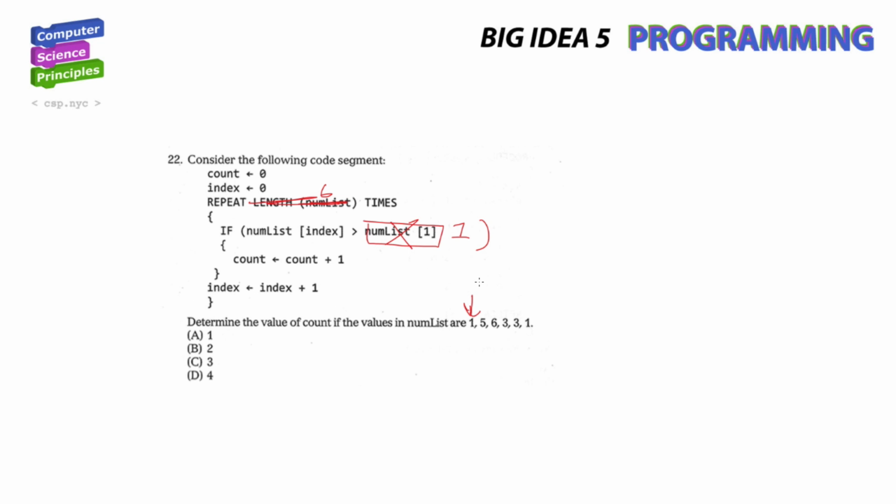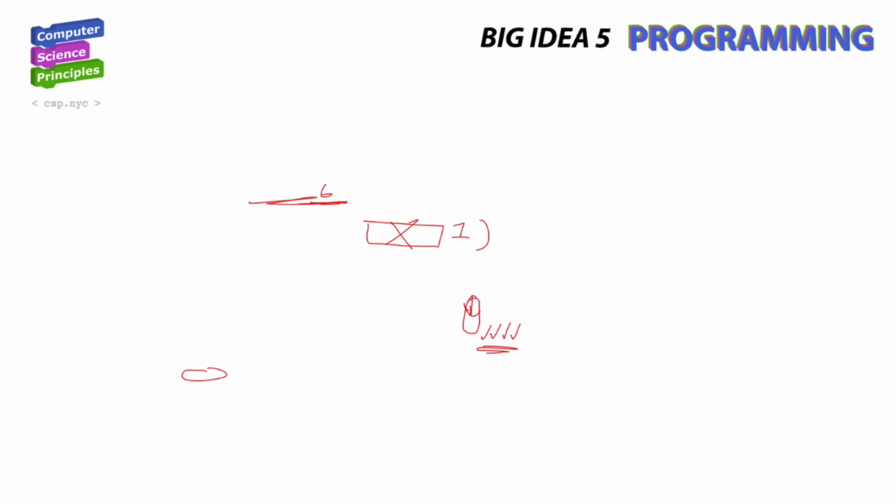So this code is basically saying to count the numbers in this list that are greater than 1. And it will check each of the items against it. So it checks 1 against 1. Is it greater? No. Is 5 greater? Yes. 5 is greater than 1. Is 6 greater than 1? Yes. Is 3 greater than 1? Yep. Is 3 greater than 1? Yep. Is 1 greater than 1? No. So by the end of all of this, the count has increased to 4 because there are 4 numbers that are greater than 1. So that was question number 22.